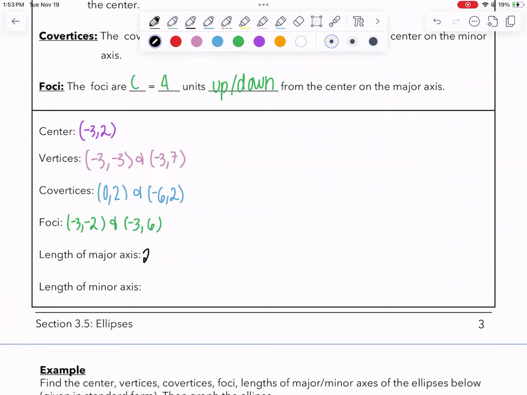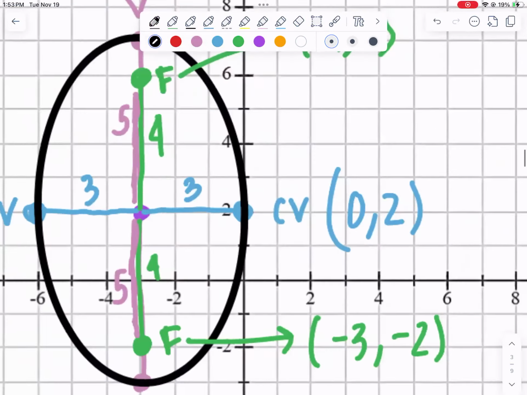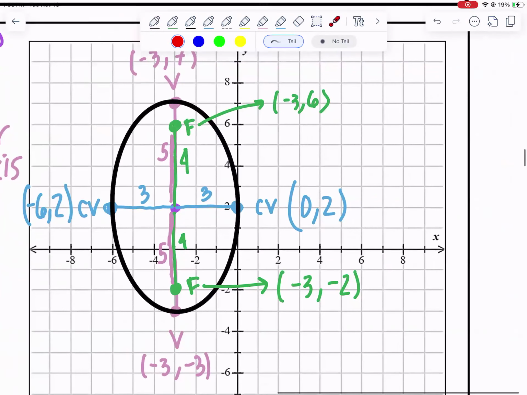The length of the major axis is 2 times a. a here was 5. 2 times 5 is 10. The length of the minor axis is 2b. b was 3. And that gives us 6. The major axis is length 10. The minor axis is length 6. Let's compare that real quick. Is that true? So let's start counting up here. 1, 2, 3, 4, 5, 6, 7, 8, 9, 10. 10 for that length. 1, 2, 3, 4, 5, 6 here. So that is the length of the minor axis, 6.